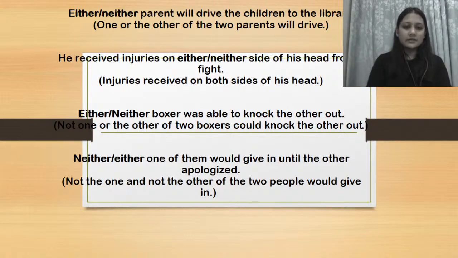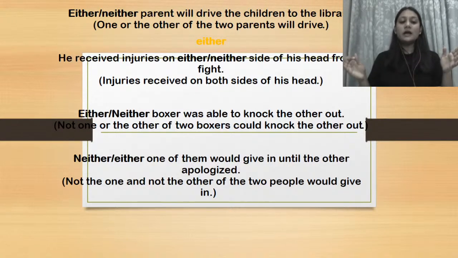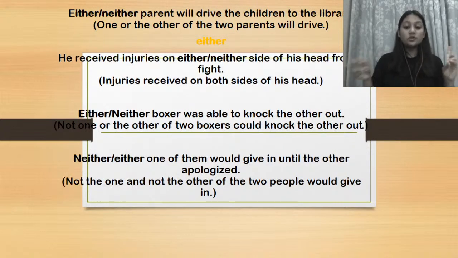Next question. You have to choose either of it, like either this or that. Either or neither parent will drive the children to the library. So it says one or the other of the two parents will drive. So out of two, one is going to drive the children to the library. What do you think? The correct answer is either, right? Because from both of the parents, only one can do so. So it is supposed to be either.